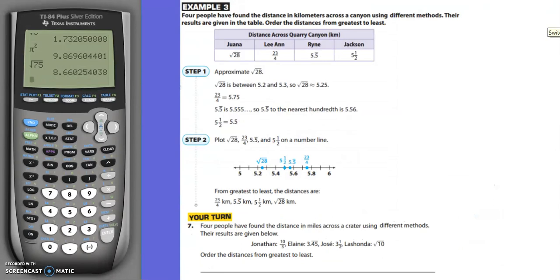Alright, example 3. 4 people have found the distance in kilometers across a canyon using different methods. Their results are given in the table. Order the distances from greatest to least. Okay, this time you've got to be careful because it is greatest to least. So we want to do the square root of 28 first.